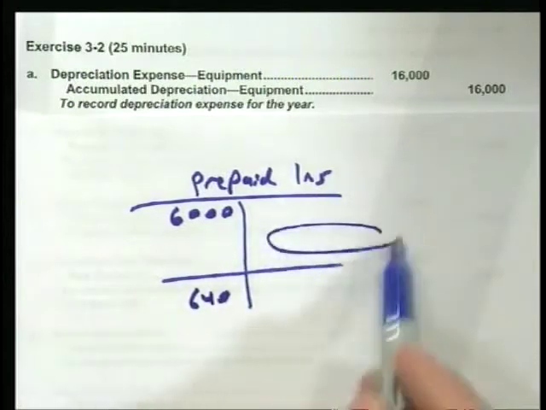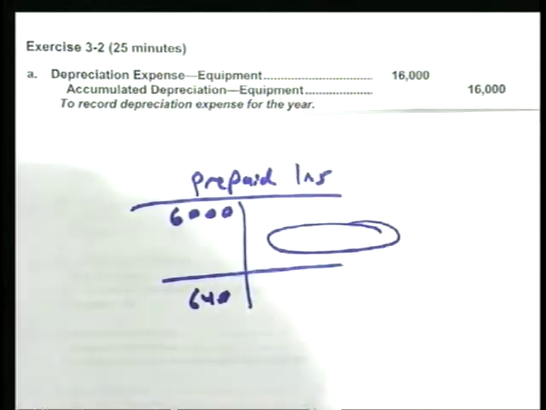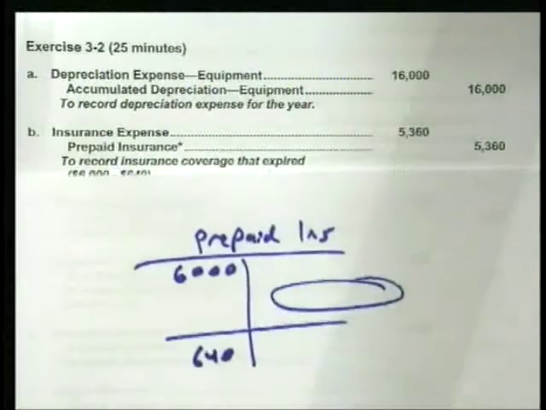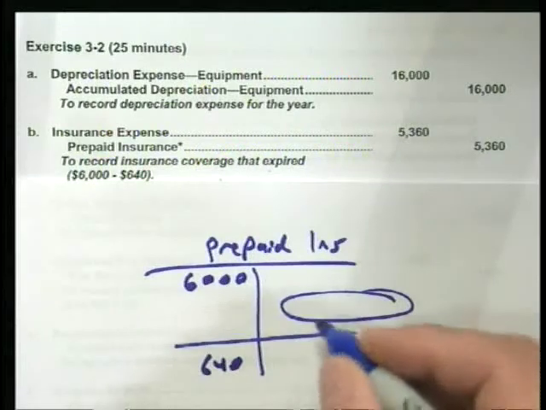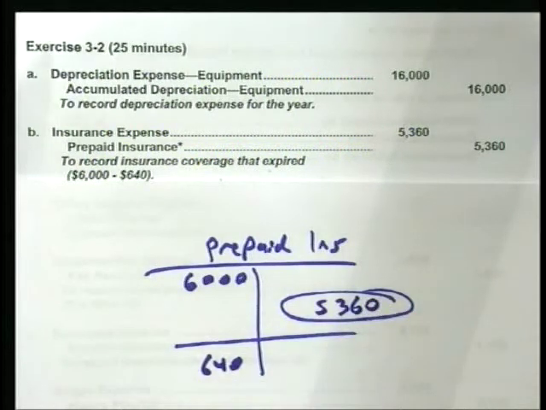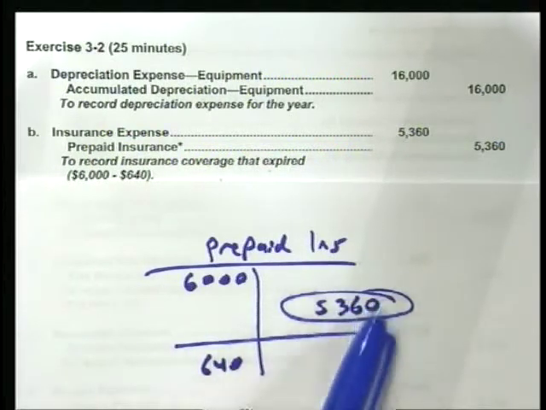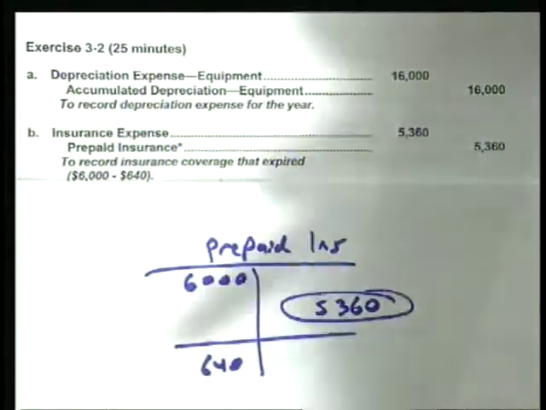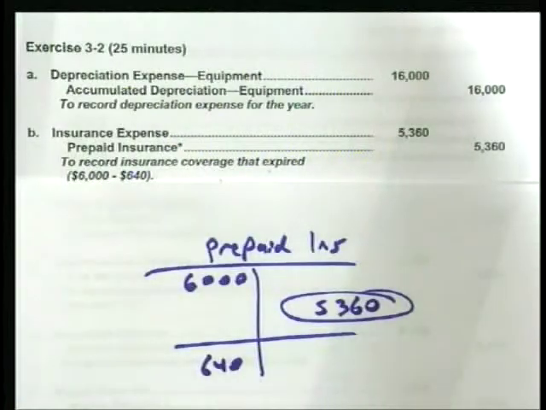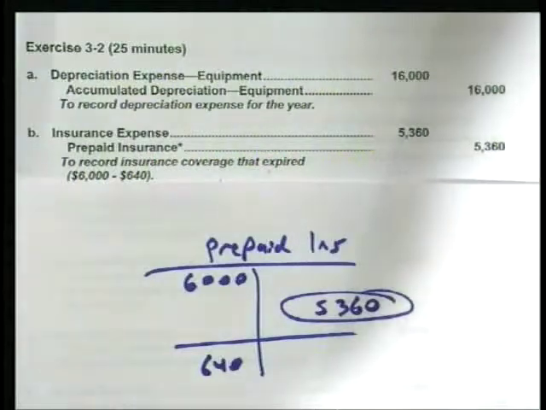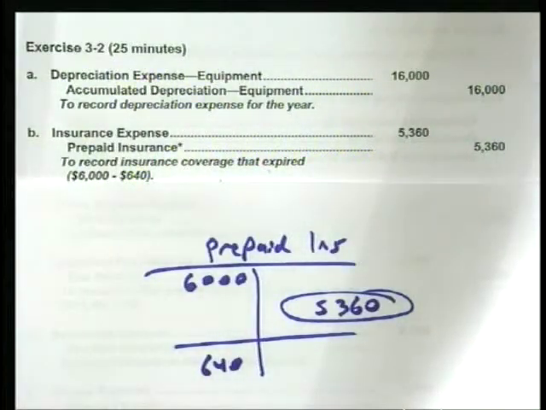So how much has been used up? 5,360, is that right? Okay. They tell us that balance, they tell us how much is left. We need to figure out how much was used up. So there is our AJE. Prepaid insurance is credited, insurance expense is debited. Okay? All right, questions on A or B?